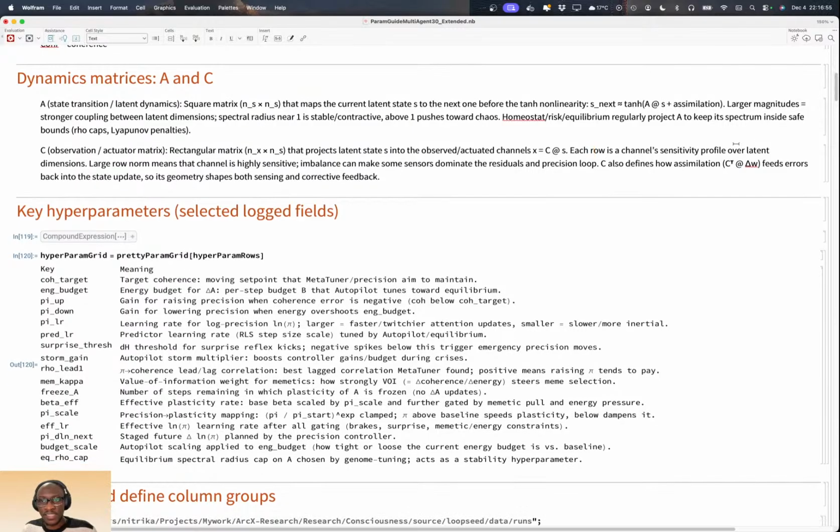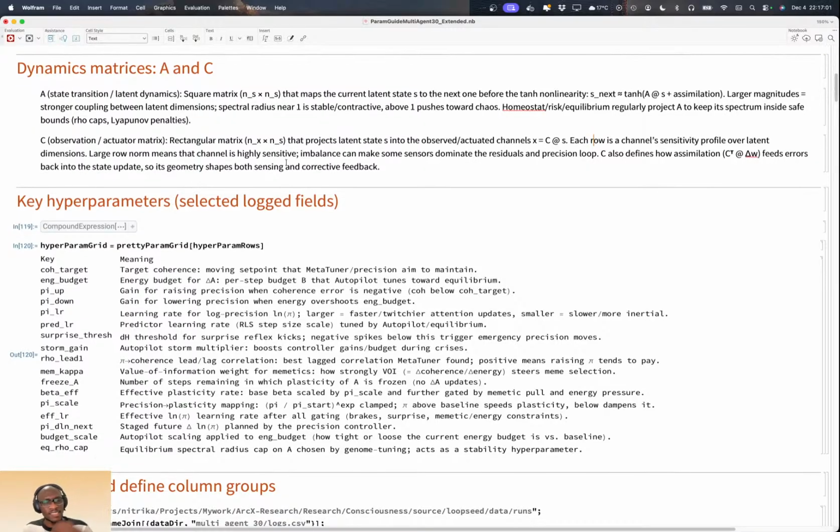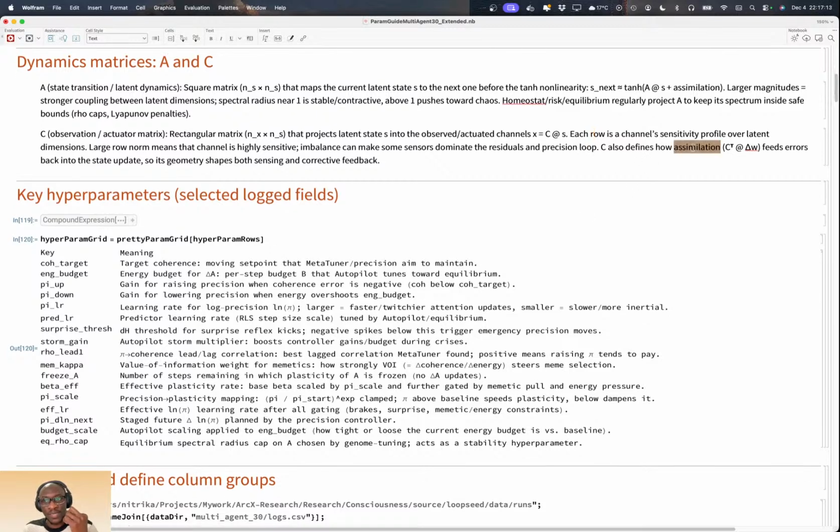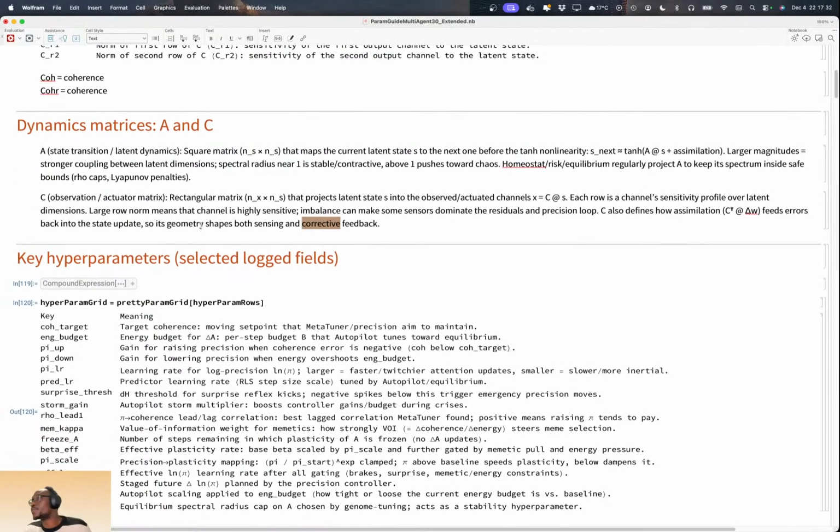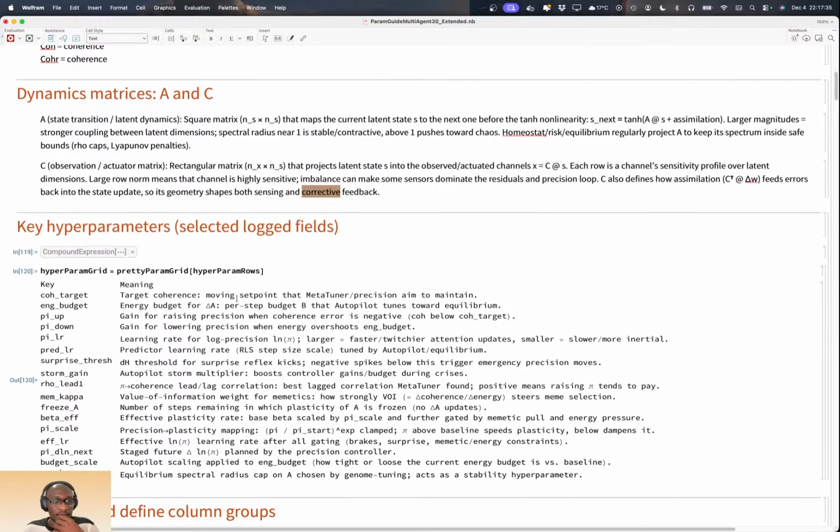So each row is a channel sensitivity profile over latent dimensions. A large row norm means the channel is highly sensitive, and imbalance can make some sensors dominate the residuals and precision loop. C also defines how assimilation works: C transpose, dot product, and feeds errors back into the state update. So its geometry shapes both sensing and assimilation.